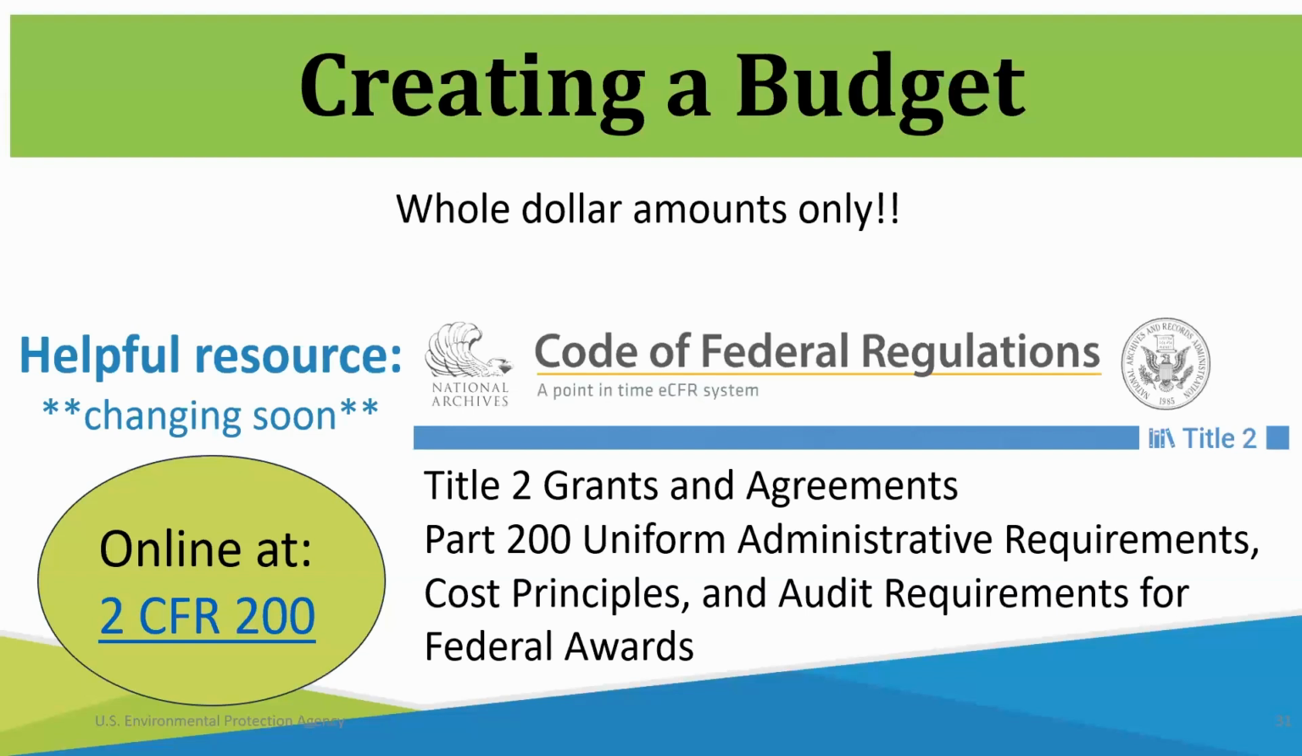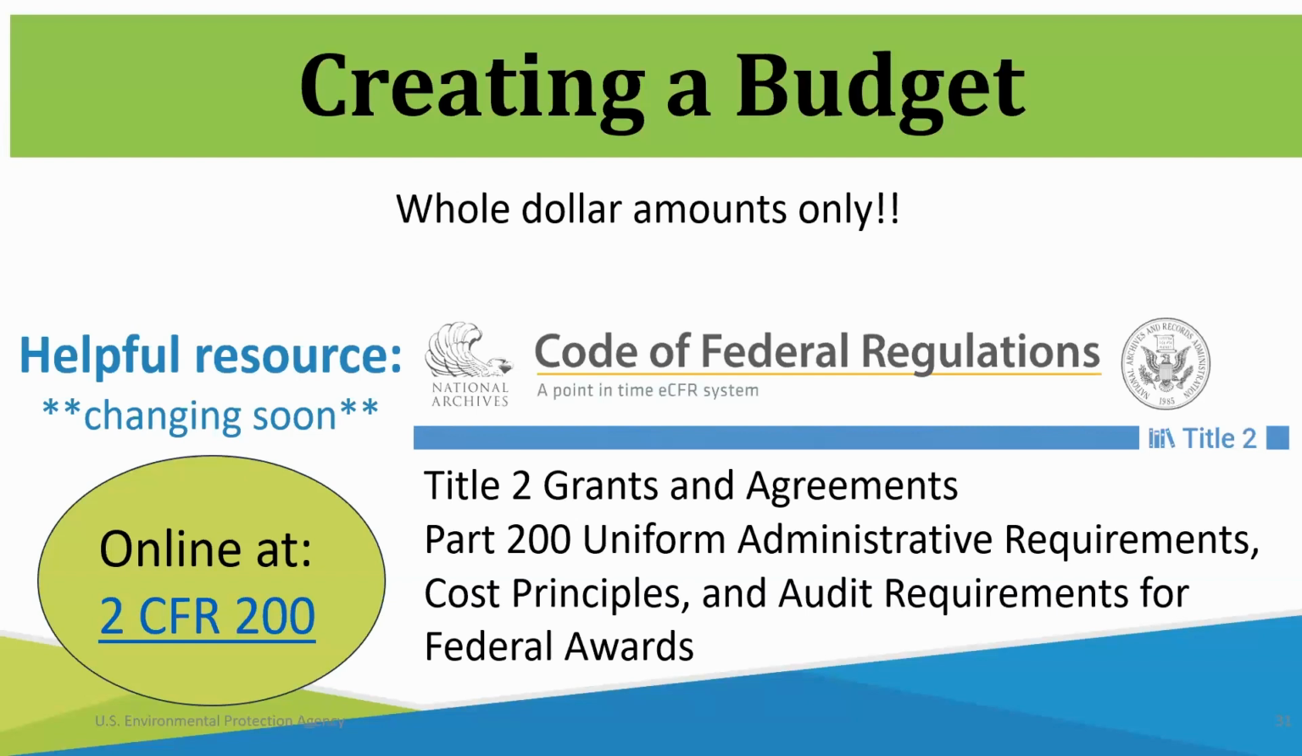The budget is the breakdown of the project's costs into various categories. Costs listed in the budget must be allowable. And if you're unsure whether or not a cost is allowable, there is an excellent resource linked to on this slide. It's called 2 CFR 200. That's part of the Code of Federal Regulations, CFR. It's the part of the Code of Federal Regulations that governs cost principles for federal awards.